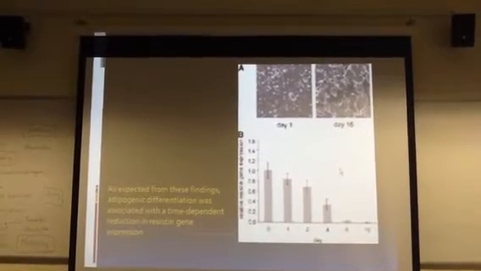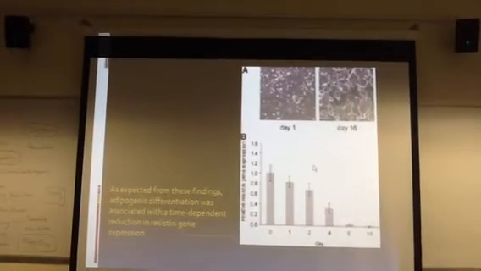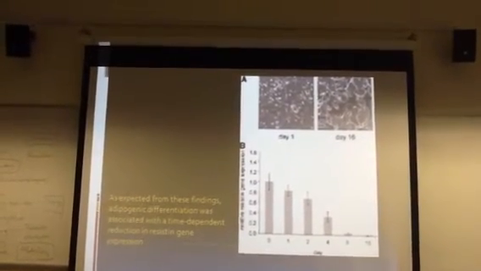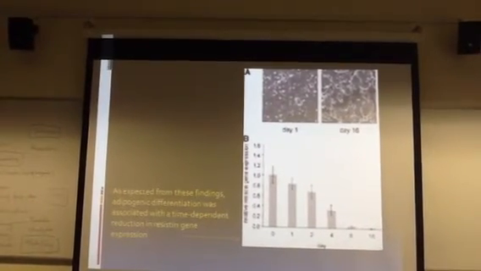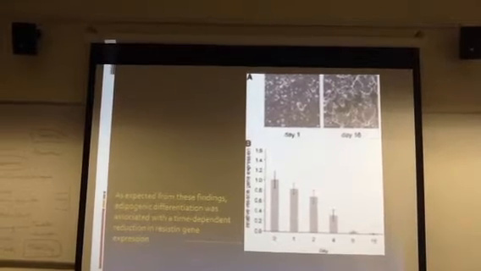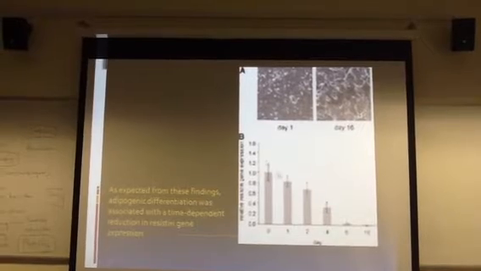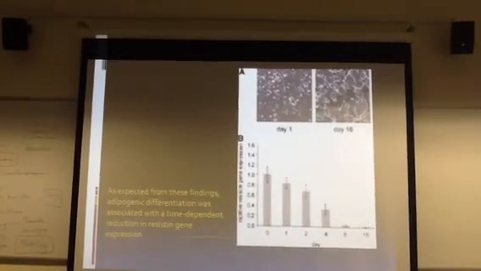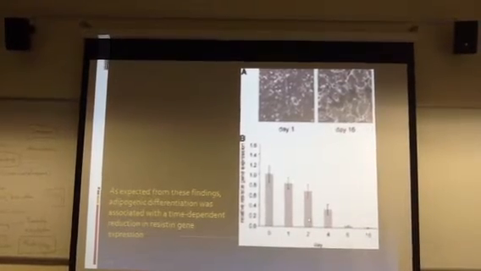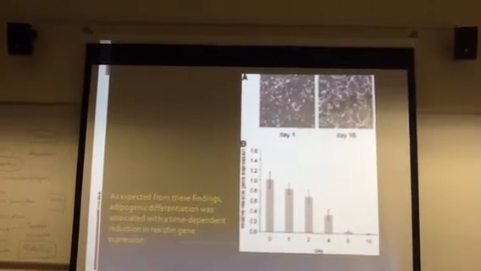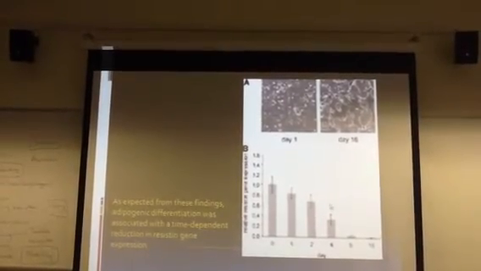From the results, as was expected from the findings, the adipogenic differentiation was associated with time-dependent reduction in resistin gene expression. As we see here, as you go across the days, the expression does reduce just here. As we go up here, this is the gene expression, and this is the days. On day 16, you can see there's a lot less, whereas on day 0, there's a lot more.